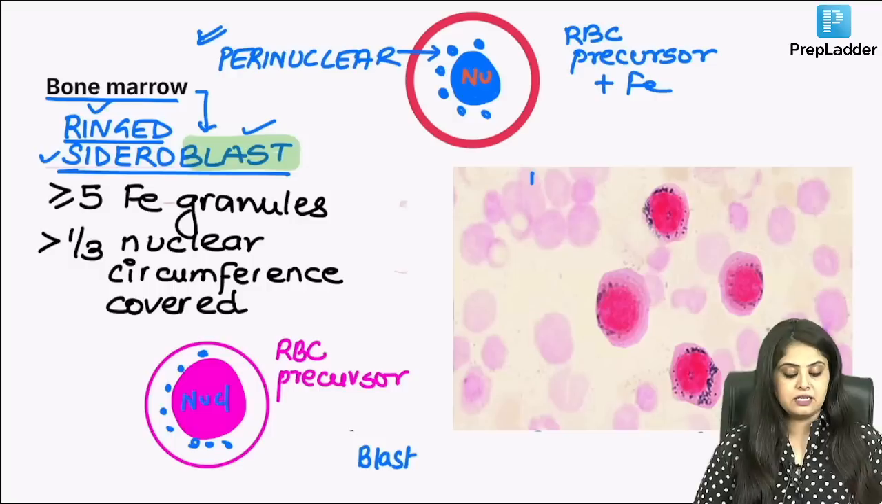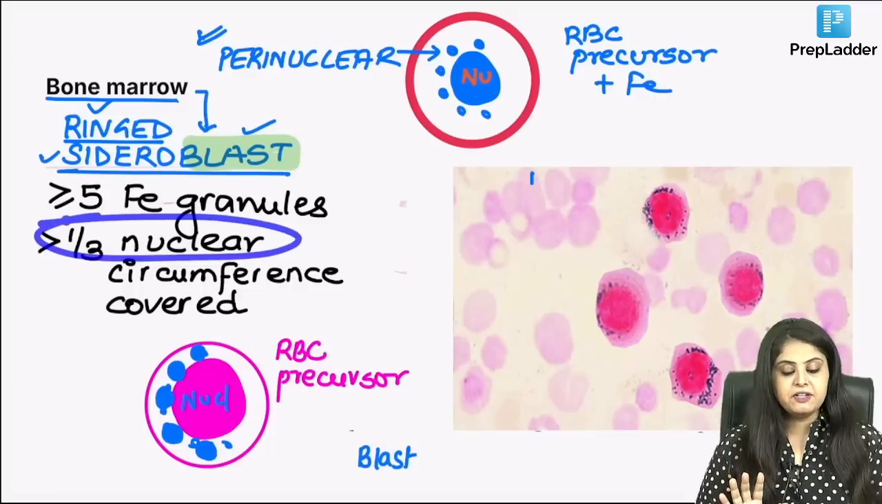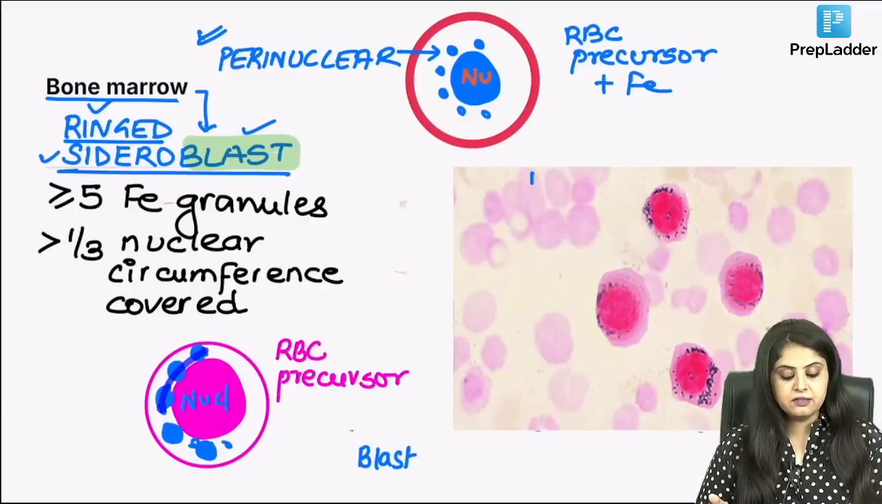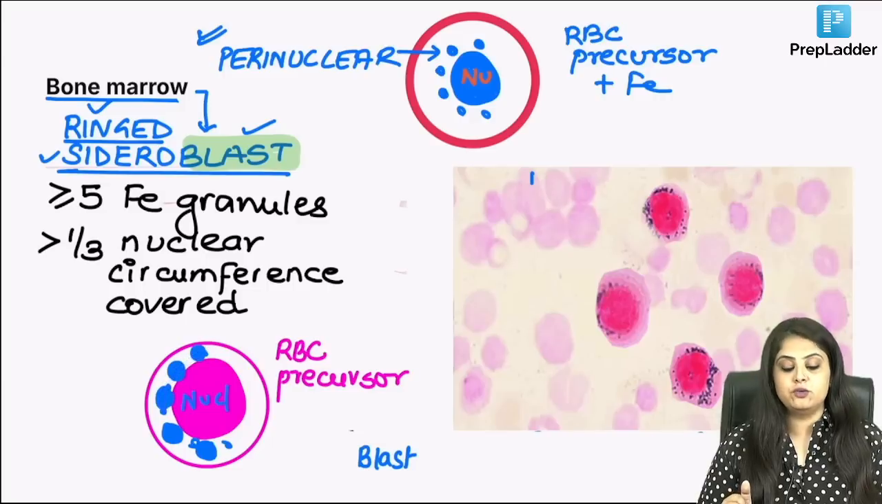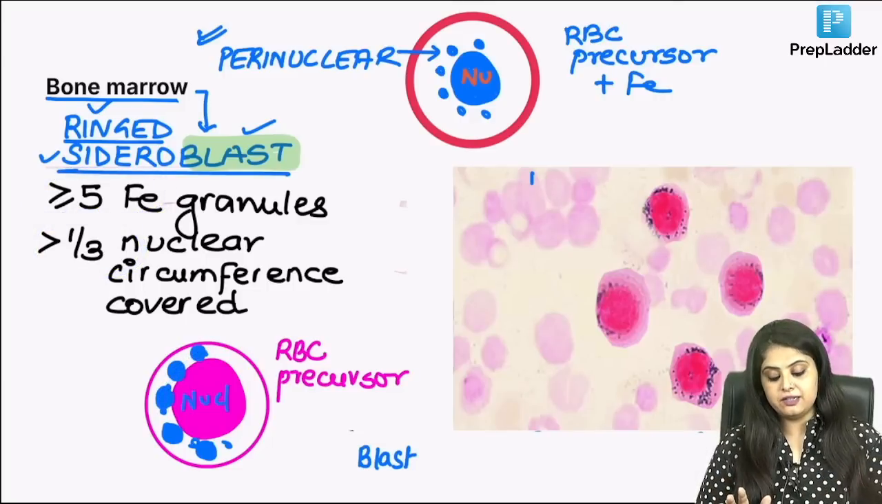So there is a criteria. Is it necessary that a full ring should be made? No, that is not necessary. They say that if at least 5 iron granules are there, so let us draw it once again. Let's assume 1, 2, 3, 4 and 5. If even 5 iron granules minimum are there and they are covering 1/3 of the nuclear circumference, so this is covering half, which is definitely a ringed sideroblast. Even if 1/3 would have been covered, that is also a ringed sideroblast. So at least 5 granules, at least 1/3 of the nuclear circumference, that is a ringed sideroblast.